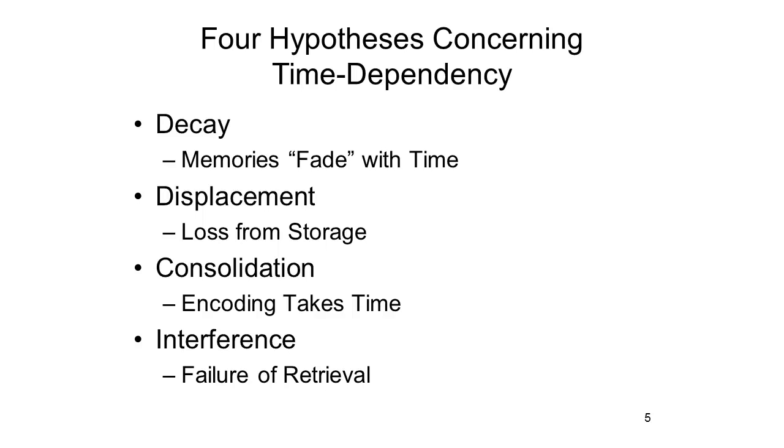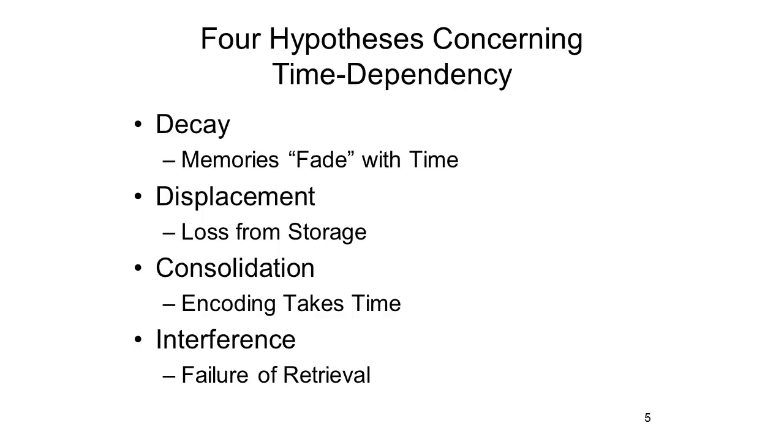And finally, there's a hypothesis that time-dependent forgetting is produced by interference among memory traces. Here the idea is that nothing really happens to disrupt the encoding or storage processes, but that new memories acquired over the retention interval somehow get in the way of old memories.